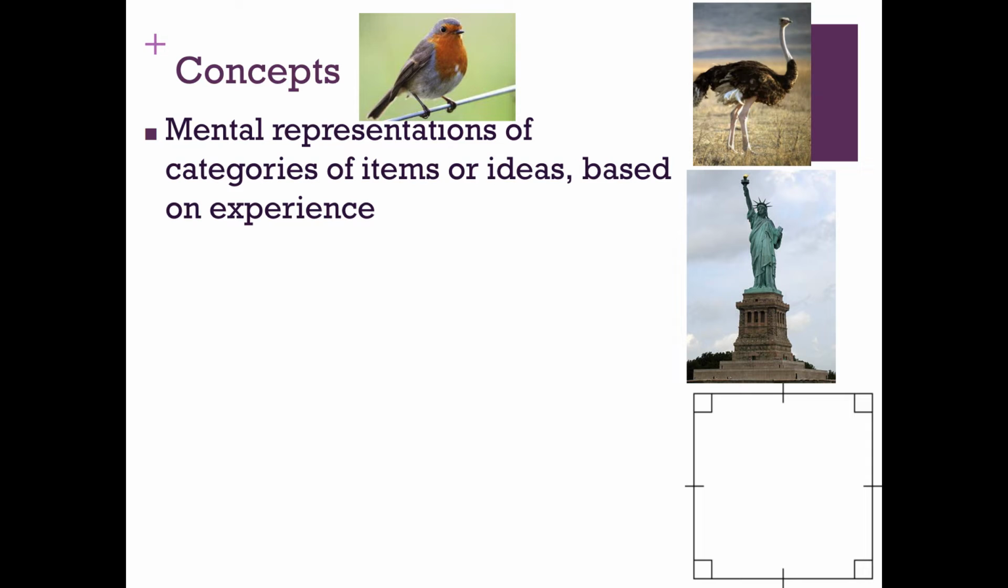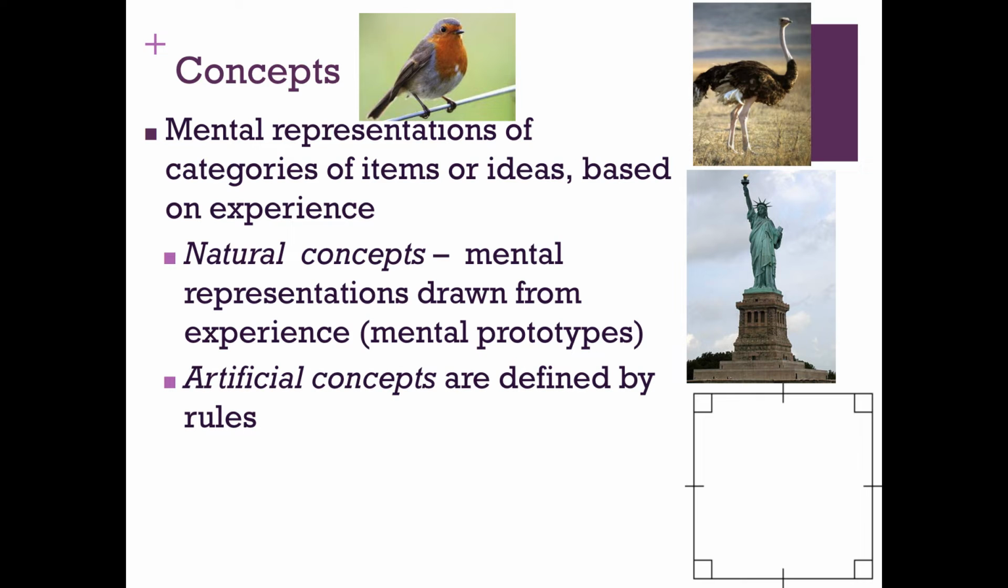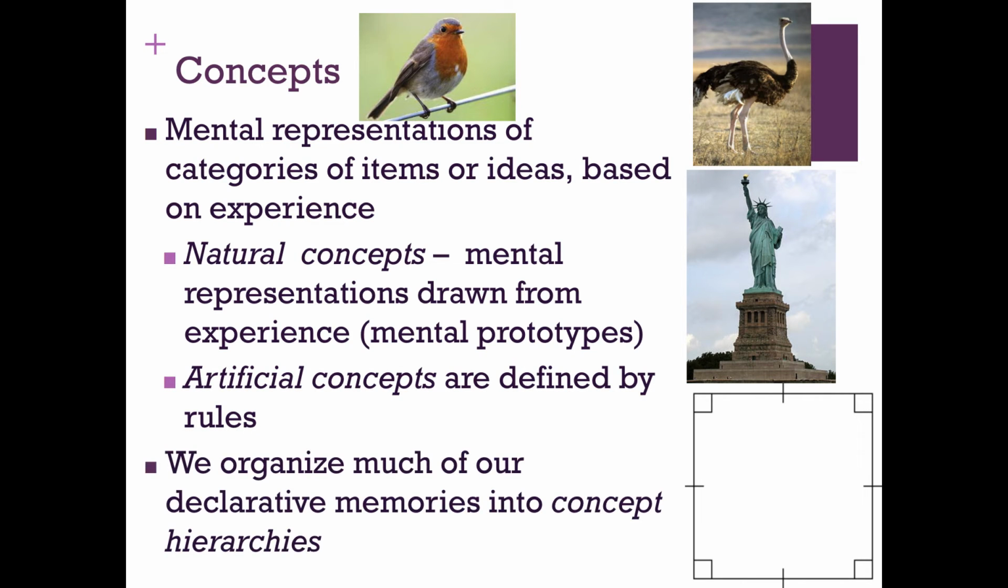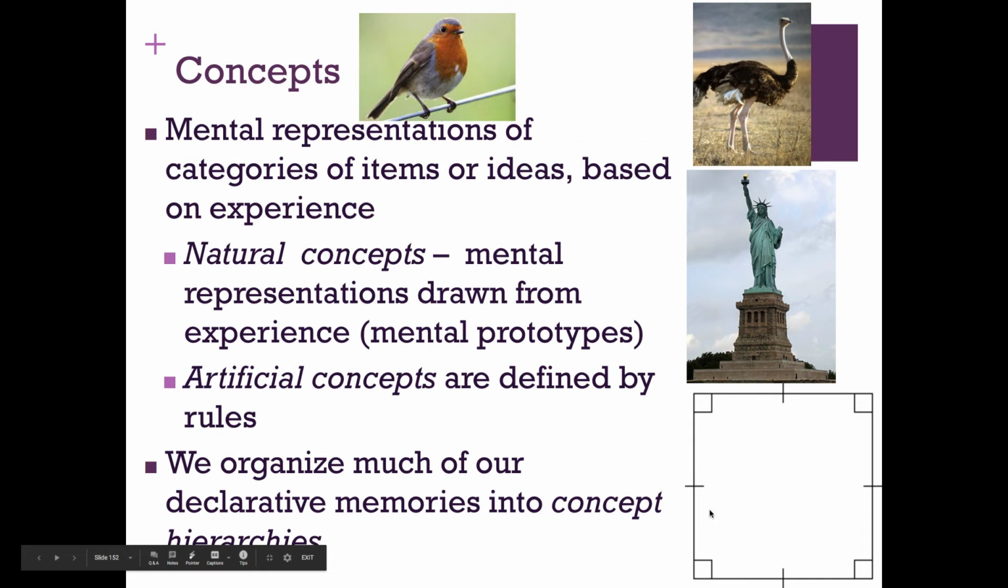Concepts are mental representations of categories of items or ideas that are based on, again, your experience. Natural concepts are ones that are drawn from our experiences. So in other words, our idea of what a bird is or what the Statue of Liberty is, that's drawn from our experiences that we've had with those concepts. Artificial concepts are defined by rules. So the types of things we learn in school, like formulas, geometry, these things are all referred to as artificial concepts.